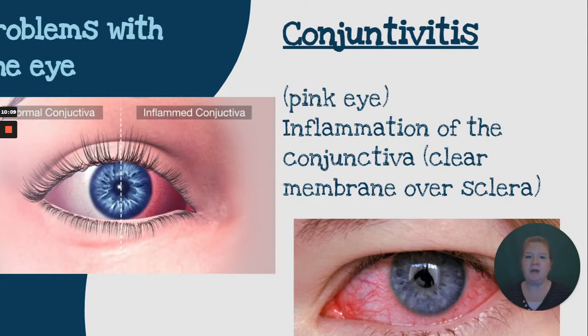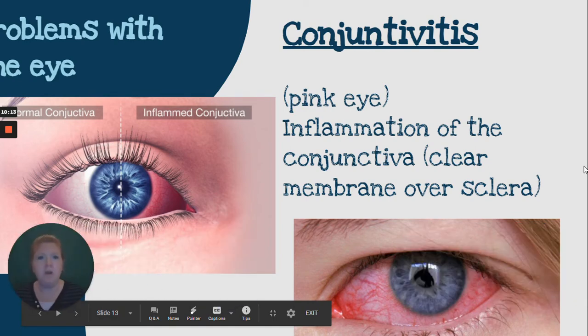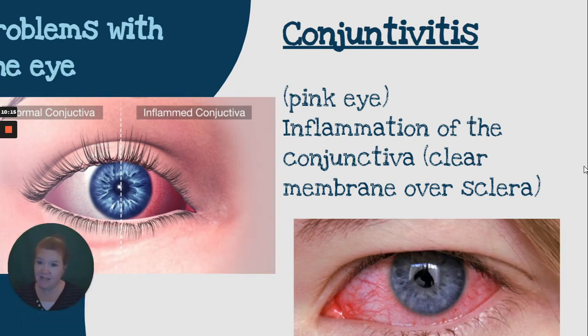So what are some problems that can happen with your eye? All right, we're going to cover only a few. First is conjunctivitis, and you may have heard of this because it's pink eye. It means literally an inflammation of the conjunctiva. So that clear membrane that covers over the sclera gets inflamed, and then your eye has that characteristic pink look, and it tends to be really goopy and mucousy.